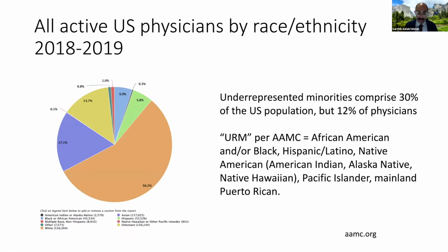comprise about 30% of the overall US population, but only 12% of active physicians. Now, when we hear the term underrepresented minorities, or URM, you'll see that throughout the talk. What does that mean? Well, the AAMC defines this as individuals who identify as African American or Black, Hispanic or Latino, Native American, Pacific Islander, or mainland Puerto Rican. All right, so again, 30-some% of the US population, only 12% of practicing physicians.